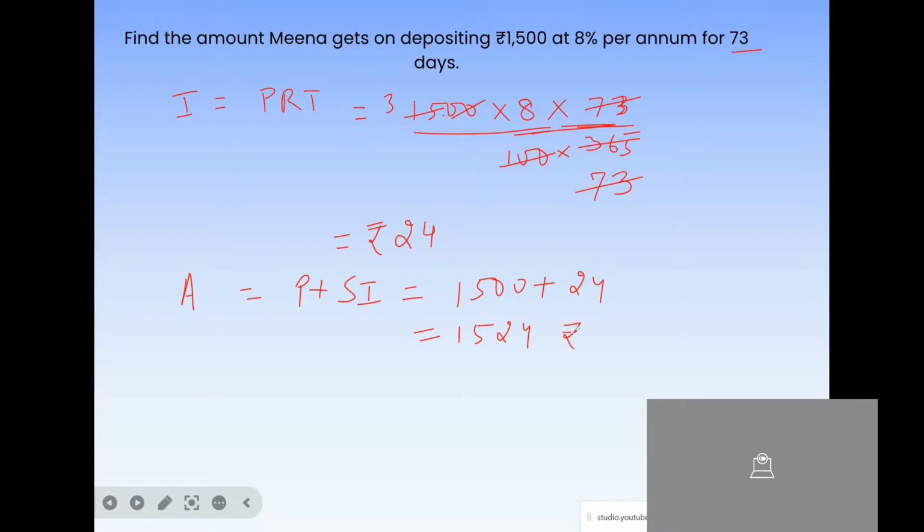You would wonder, 8% of 1500, is it just 24? But remember how much time you're getting. So it's just for 73 days, and for 73 days, if it is 24, then it's because of the number of days only.